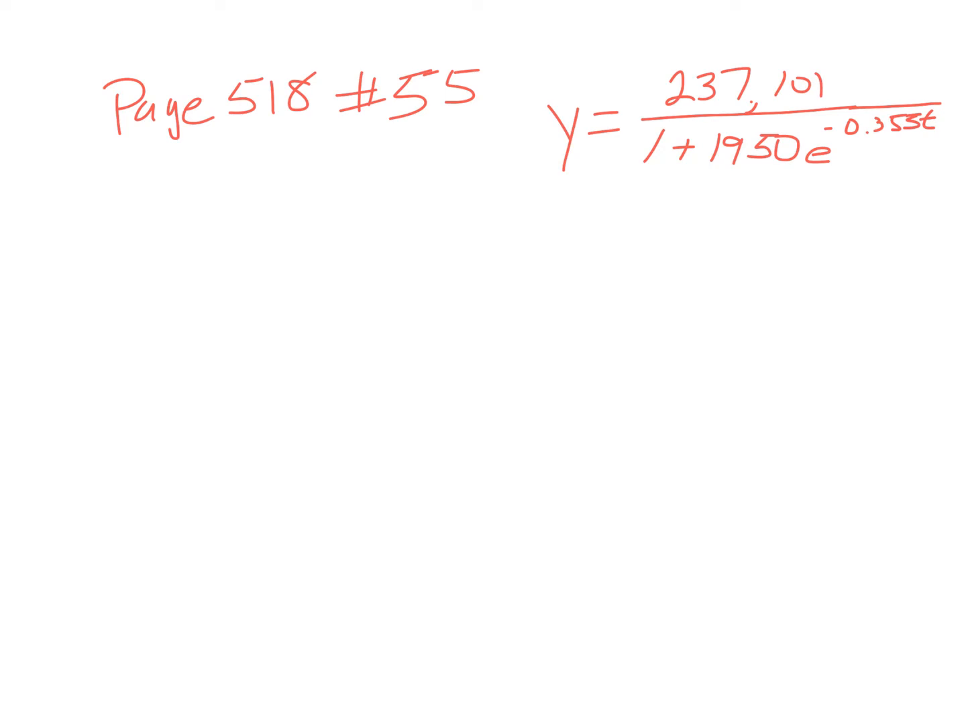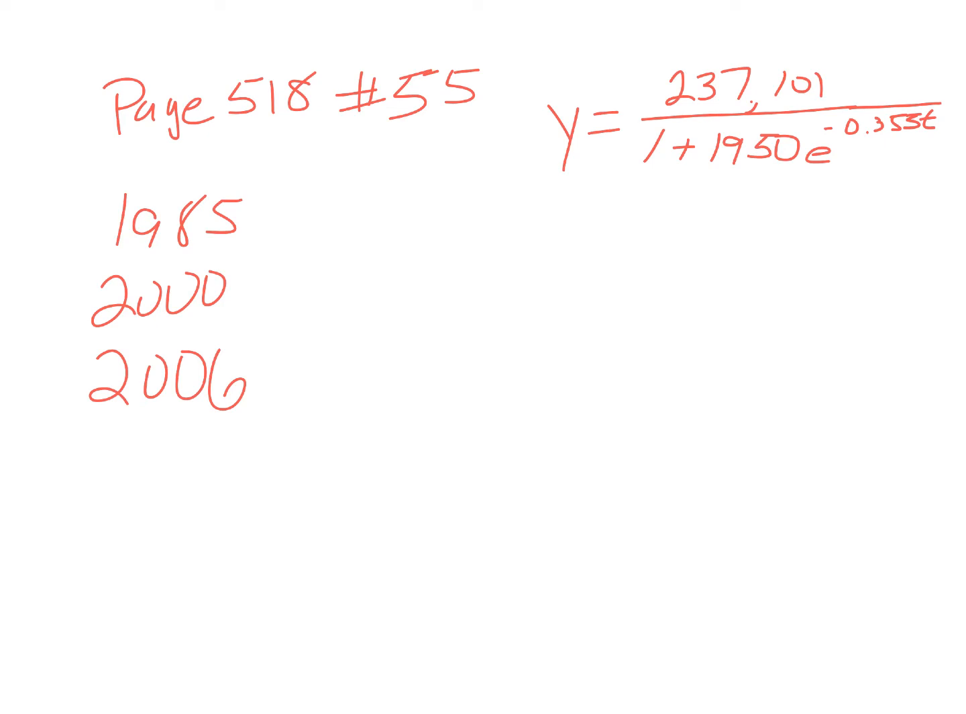So this is number 55 on page 518, given by the function y equals right here. And it's to represent, as the problem says in your book, the number of cell sites where electronic communications equipment is placed in a cellular network. So the first part says find the number of cell sites in the years 1985, 2000, and 2006.